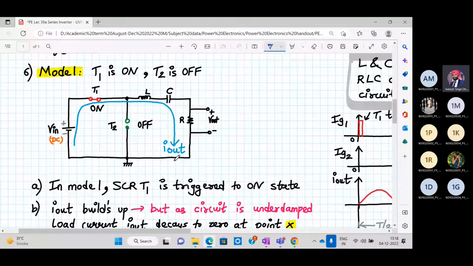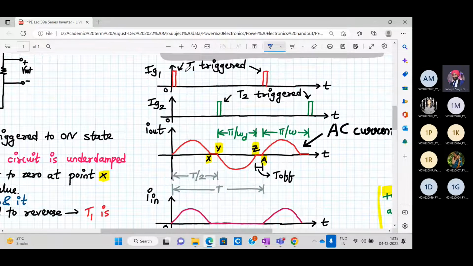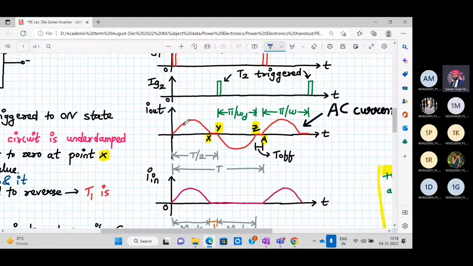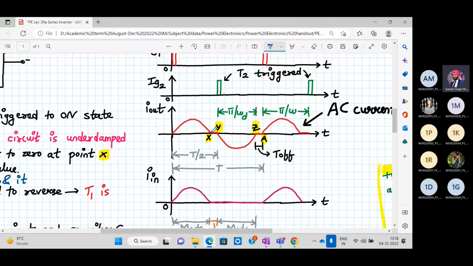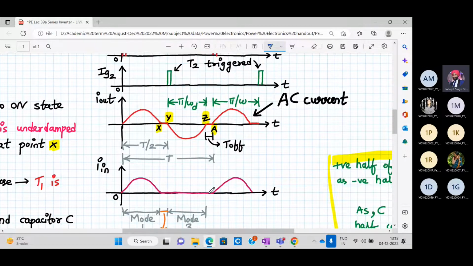And when this happens, my input current is the same as my load current. If I check the waveform over here, I trigger SCR number 1, and 2 is not triggered yet, it is off. The current starts building up, reaches a peak, and then decays down to 0. As soon as it reaches 0, the SCR will turn off at point X. Is this clear to you? The same is the nature of the input source current, I IN. Is this point clear?